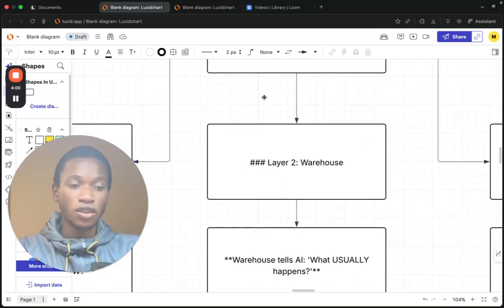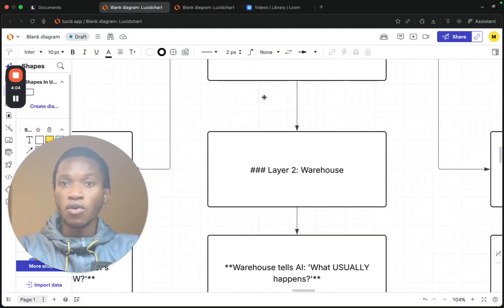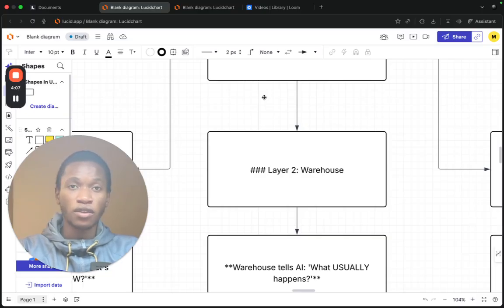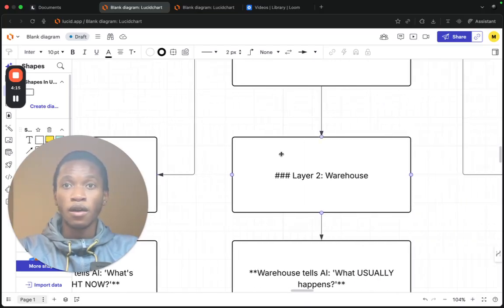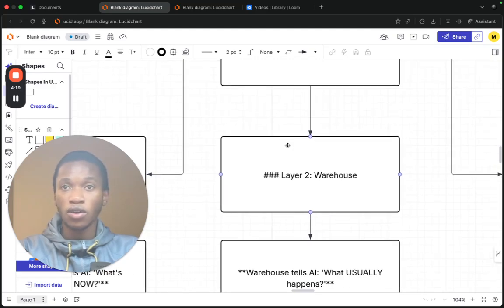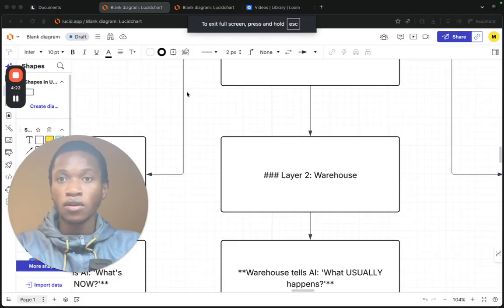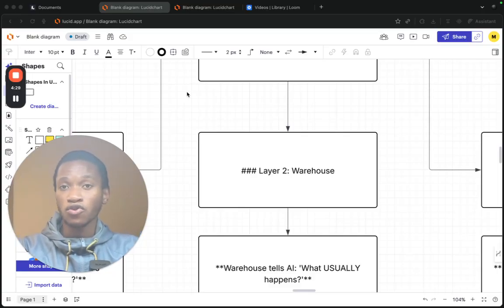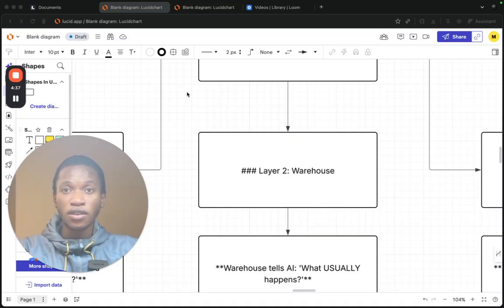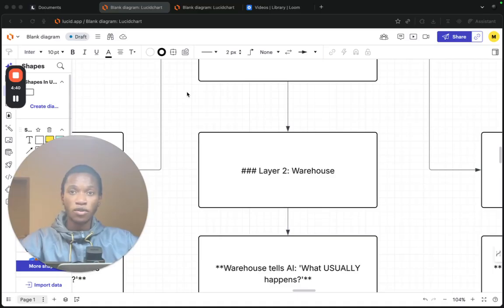Then there's layer two, which is the warehouse. This is where your AI goes when it needs to understand patterns. This would be like your OLAP, previously this would be your OLTP basically. What do customers like to buy? What are the seasonal trends? What were customers' preferences last month? How has demand evolved over time? This layer is optimized for historical analysis, pattern recognition, learning, complex queries. For example, Snowflake, Redshift, BigQuery, and Hive.